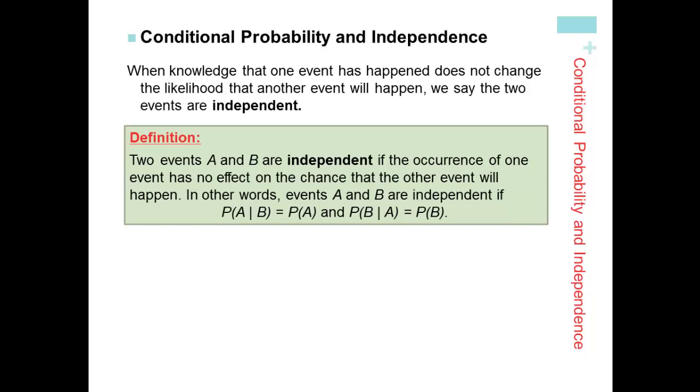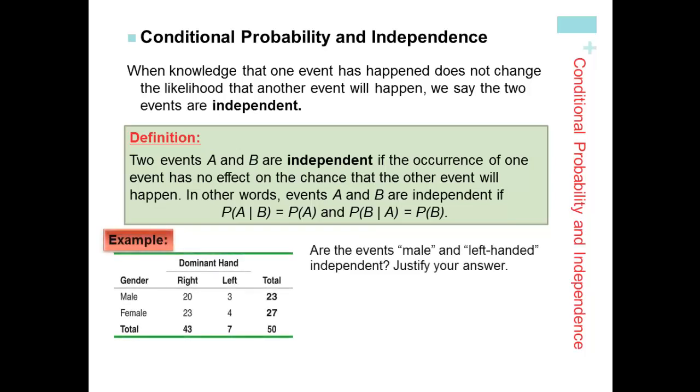I think it'll be helpful if we look at an example with this one. I have a total of 50 students. I have 23 males and 27 females. And I've looked at which hand is the dominant hand. I want to know if the events of being male and being left-handed are independent.